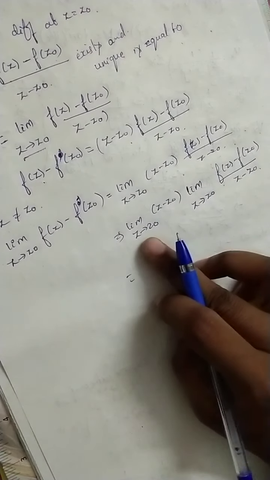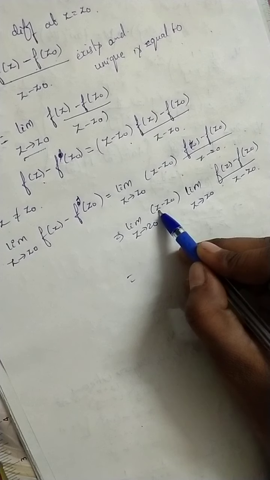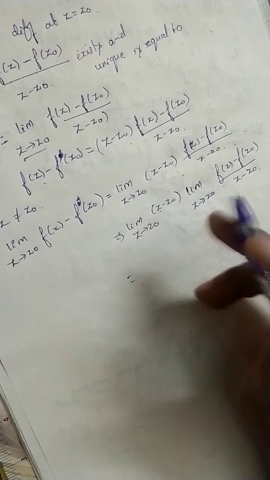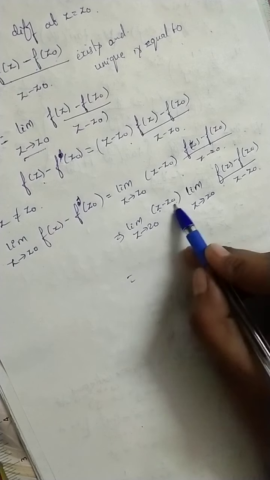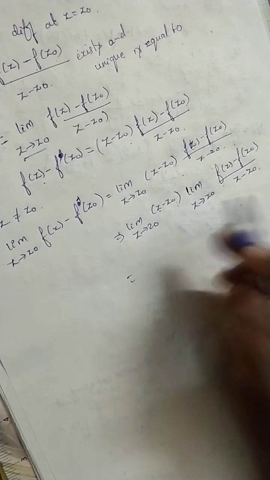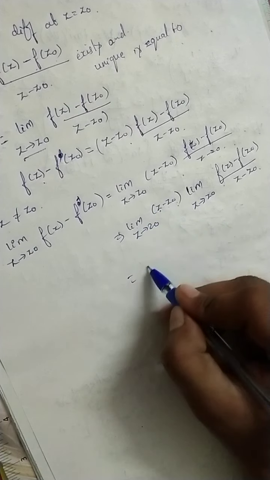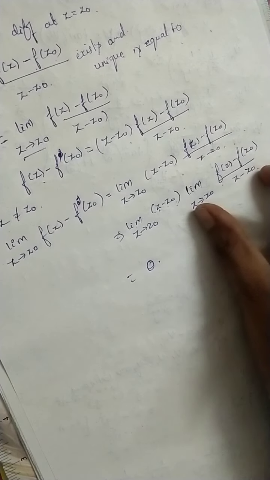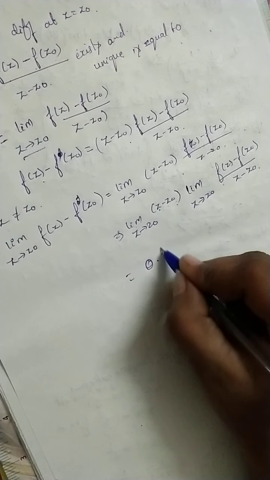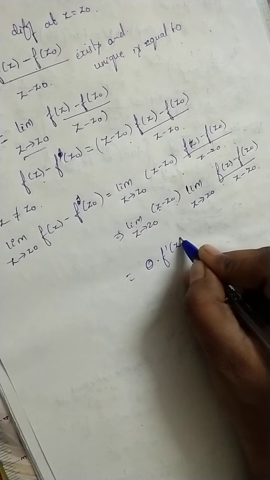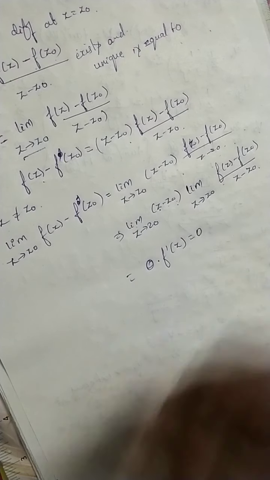So now if z tends to z naught, means if you replace z with z naught and apply the limit, z minus z naught, both become z naught, and the difference becomes 0. Okay, so then this limit value will be 0, and this part from the above we can say that this part is f dash of z naught. So if you multiply this with 0, the answer will be 0.